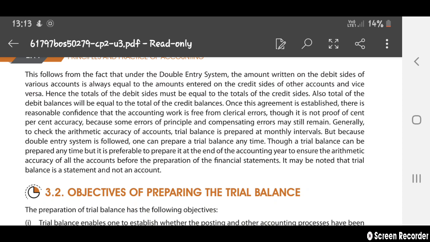This ensures the arithmetic accuracy of all accounts before the preparation of the final statements. It may be noted that the trial balance is a statement and not an account.